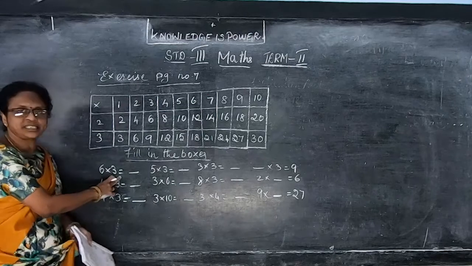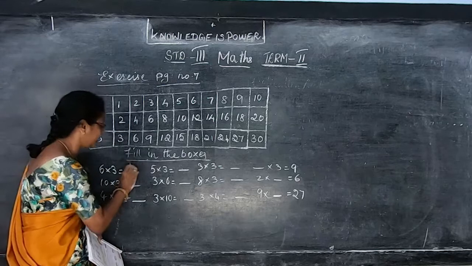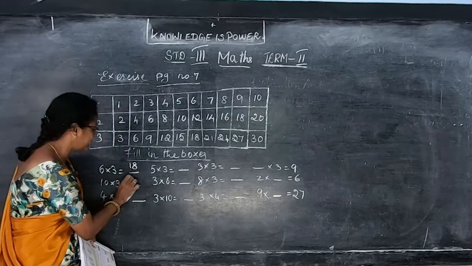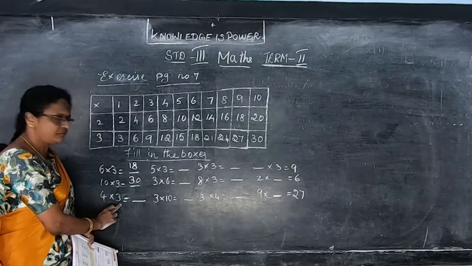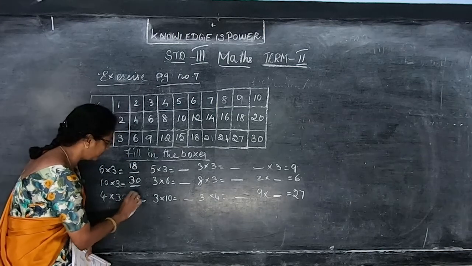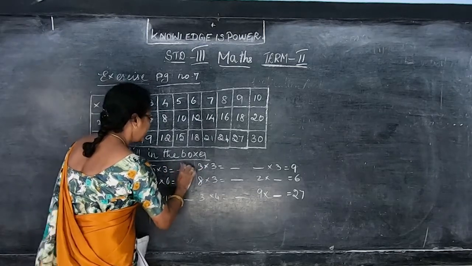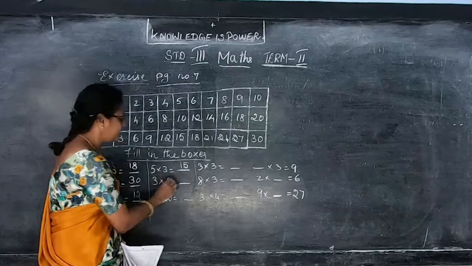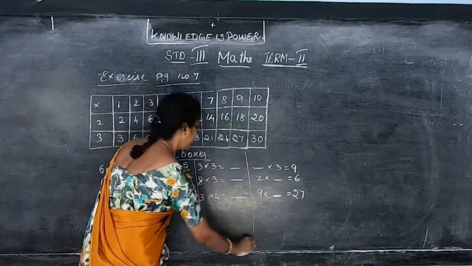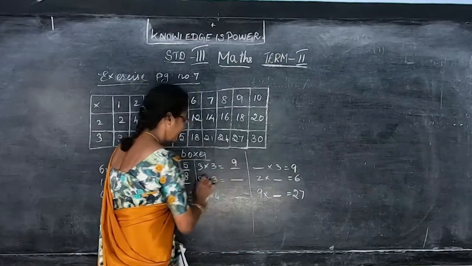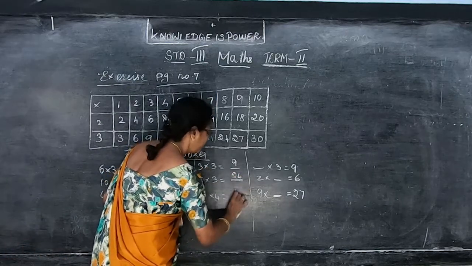So here 6 threes are. All these are 3 tables only that we have learned now. So 3 sixes are 18. Then 10 threes are, 3 tens are 30. 4 threes are, say 3 fours are 12. Then 5 into 3, 3 fives are 15. 3 sixes are 18. 3 tens are 30. Then 3 threes are 9. 3 eights are 24. Then 3 fours are 12.